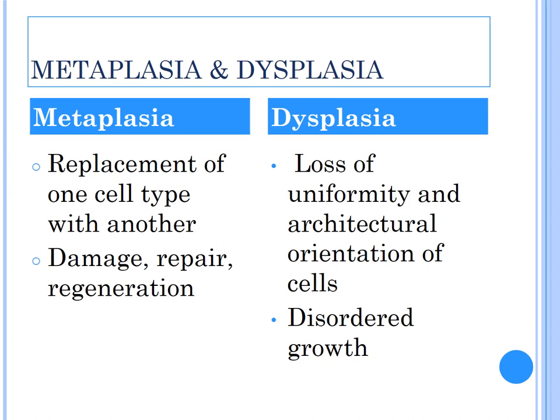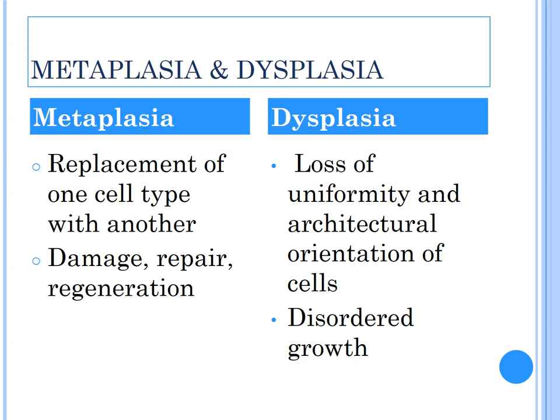Now, you have to differentiate between metaplasia and dysplasia. Metaplasia, you learned this in adaptive changes. When there is injury, there is damage, you replace one cell with another type of cell which is more resistant to that injury so that it will not be damaged. And so you have damage, you repair, you grow new cells, and you have metaplasia.